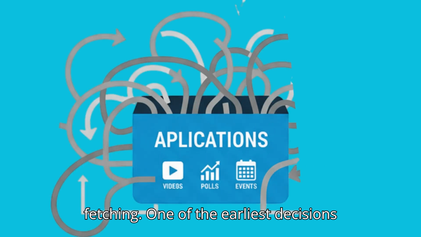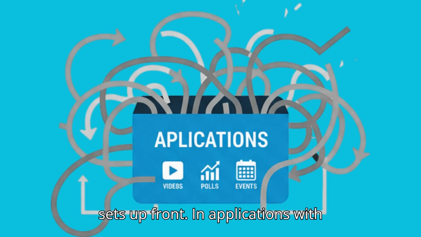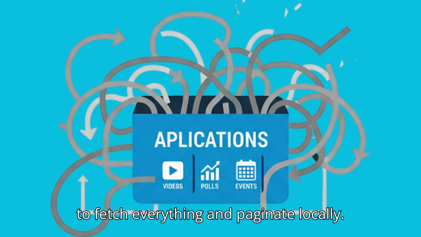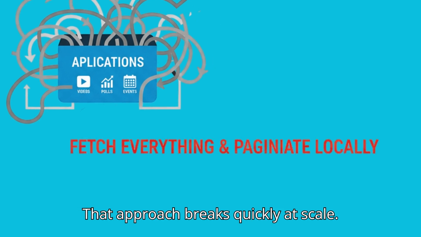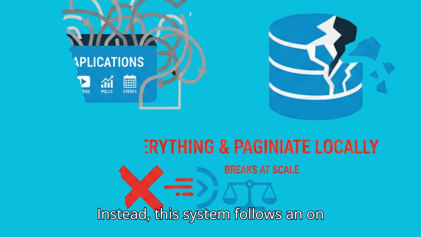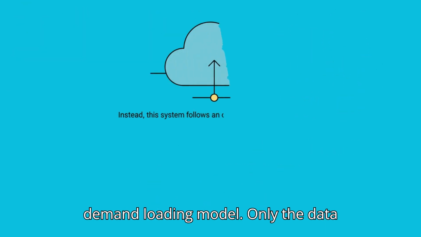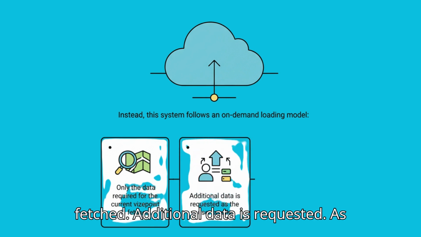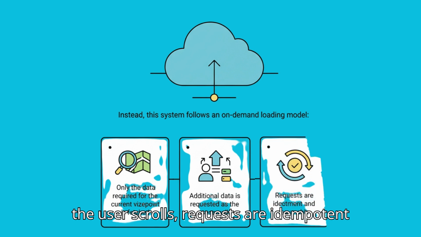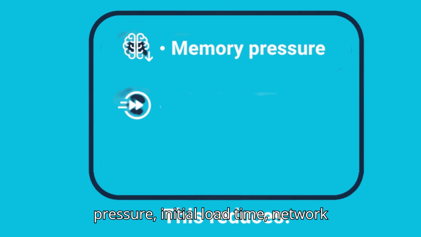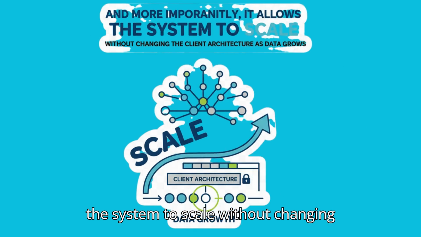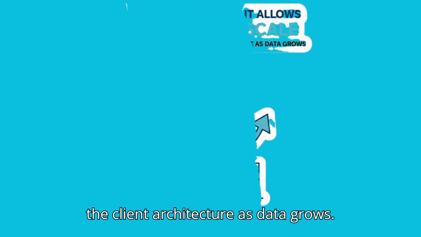Incremental data loading instead of bulk fetching. One of the earliest decisions was to avoid loading large datasets up front. In applications with polls, videos, and events, it's tempting to fetch everything and paginate locally. That approach breaks quickly at scale. Instead, this system follows an on-demand loading model. Only the data required for the current viewport is fetched. Additional data is requested as the user scrolls. Requests are idempotent and resumable. This reduces memory pressure, initial load time, and network waste, and more importantly, it allows the system to scale without changing the client architecture as data grows.